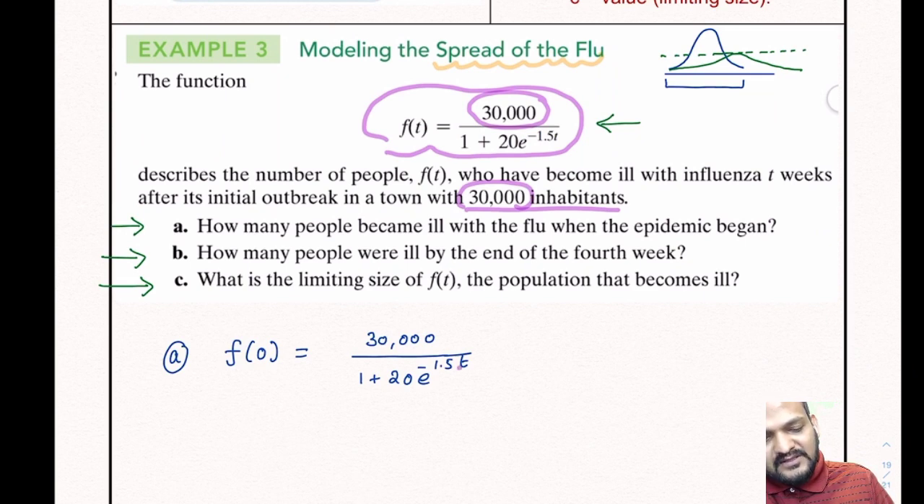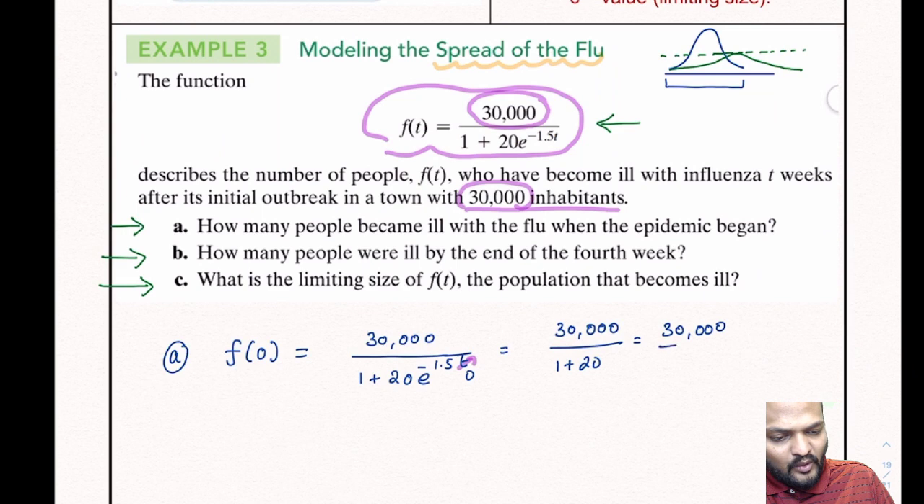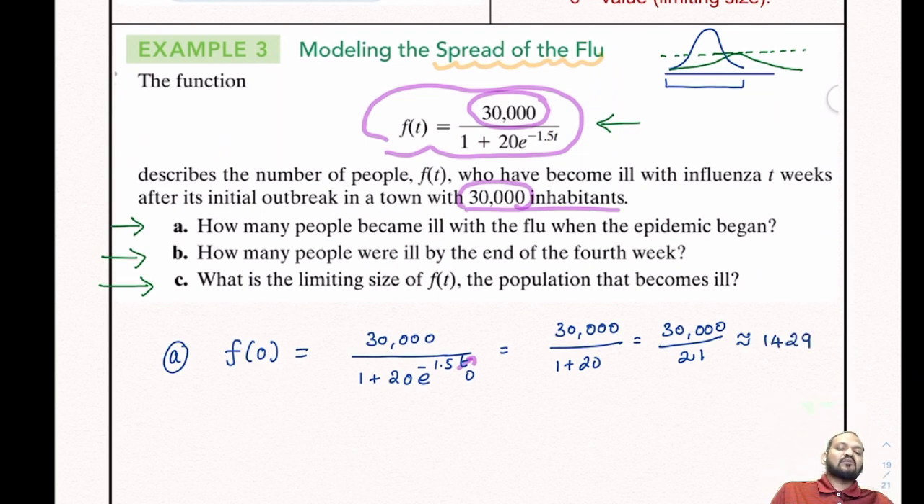This t is going to be replaced by 0. When we do that, this is going to become 30,000 over 1 plus 20, which is 30,000 over 21. If you simplify that, that is approximately 1,429. So the initial amount of population, those who got infected, is 1,429 people.